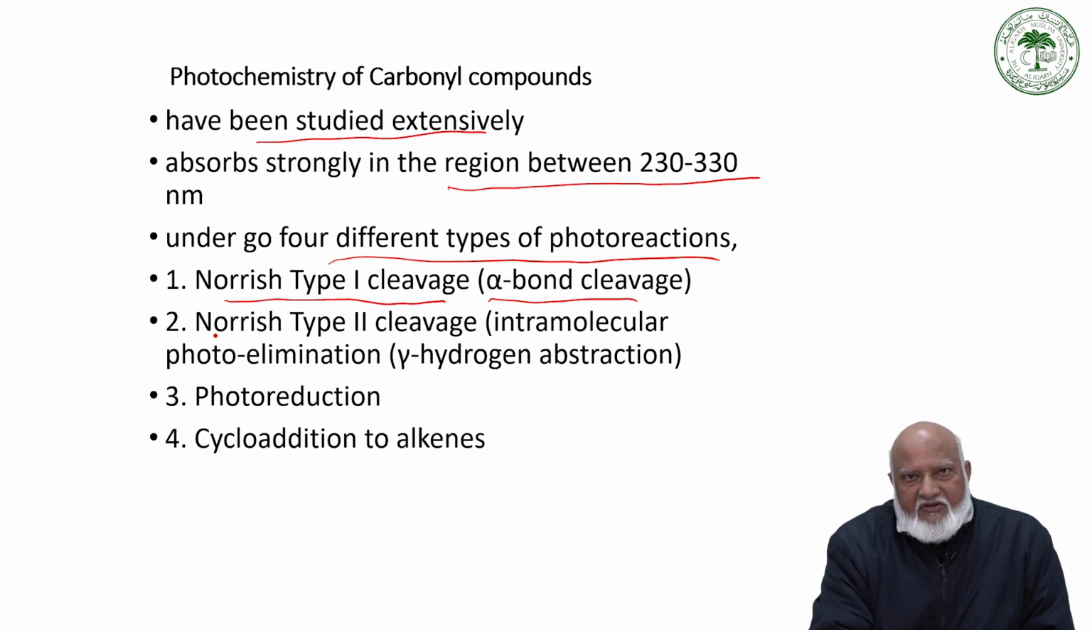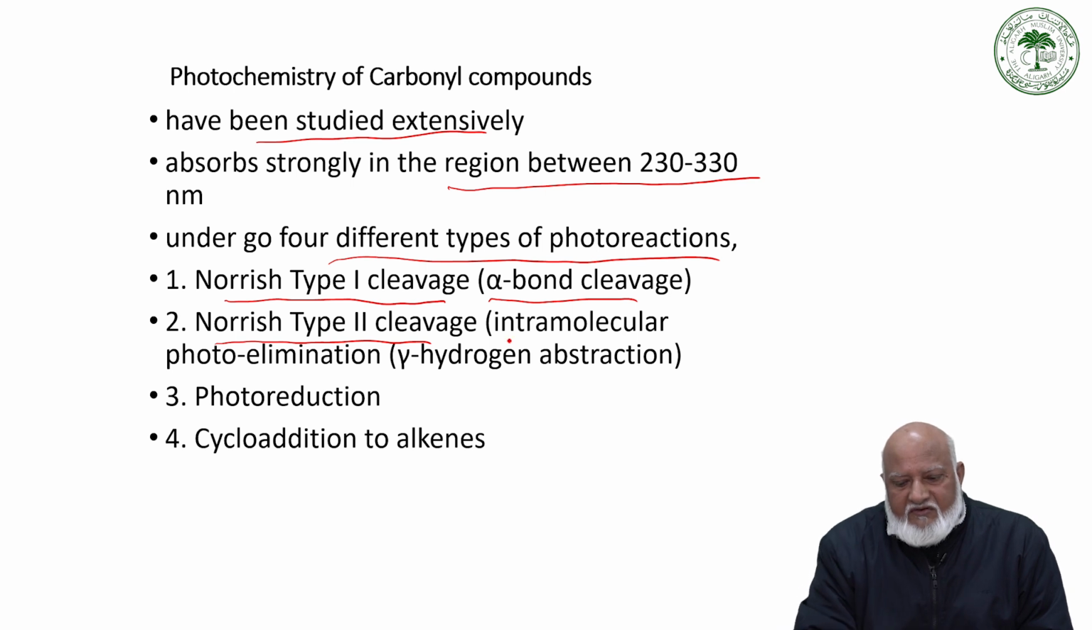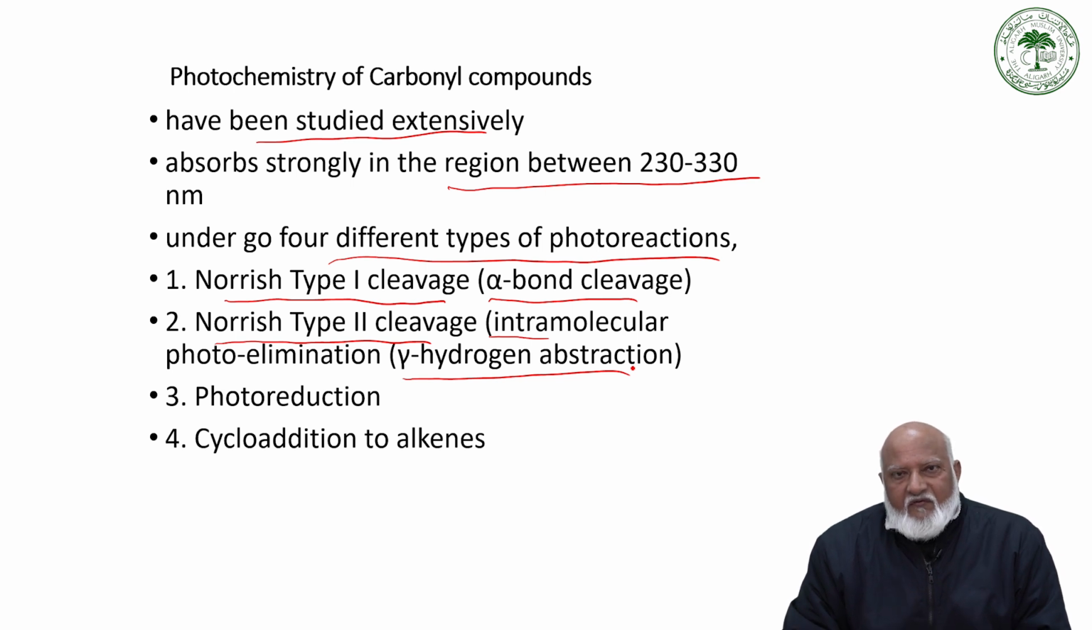The second type of reaction reported in the case of carbonyl compounds is Norrish type 2 reaction, which involves intramolecular gamma hydrogen abstraction. Whenever there is a gamma hydrogen, the excited carbonyl can abstract the gamma hydrogen to give a 1,4 diradical species. Then this 1,4 diradical once again combines to give a cyclobutanol as one of the products.